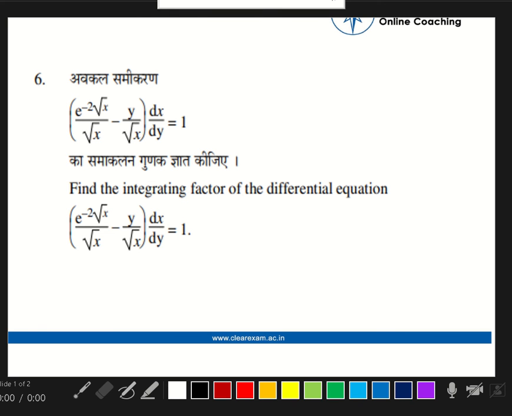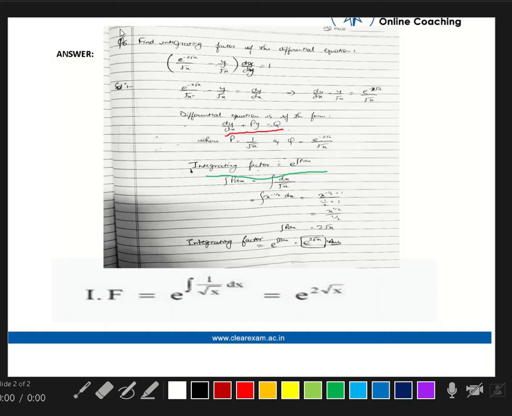Now let's come to the solution part. Here is the solution for you all. I already solved it for you. This is the equation: e to the power minus 2 root x divided by root x, minus y over root x, whole, times dx by dy equals 1.